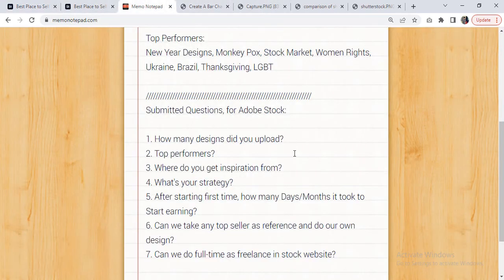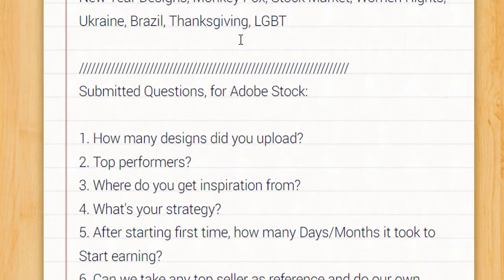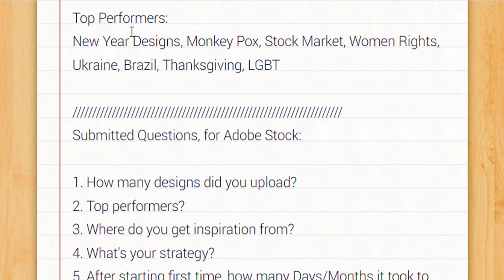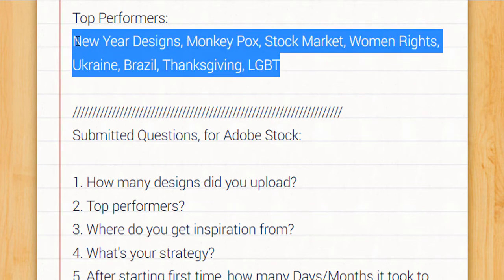Moving on to question number 2, the top performers. Okay, so this year, the designs that made the most for me involved New Year designs, monkeypox, stock market related designs, women rights, some designs regarding Ukraine, Brazil, and Thanksgiving, and LGBT. So these were my best performers.